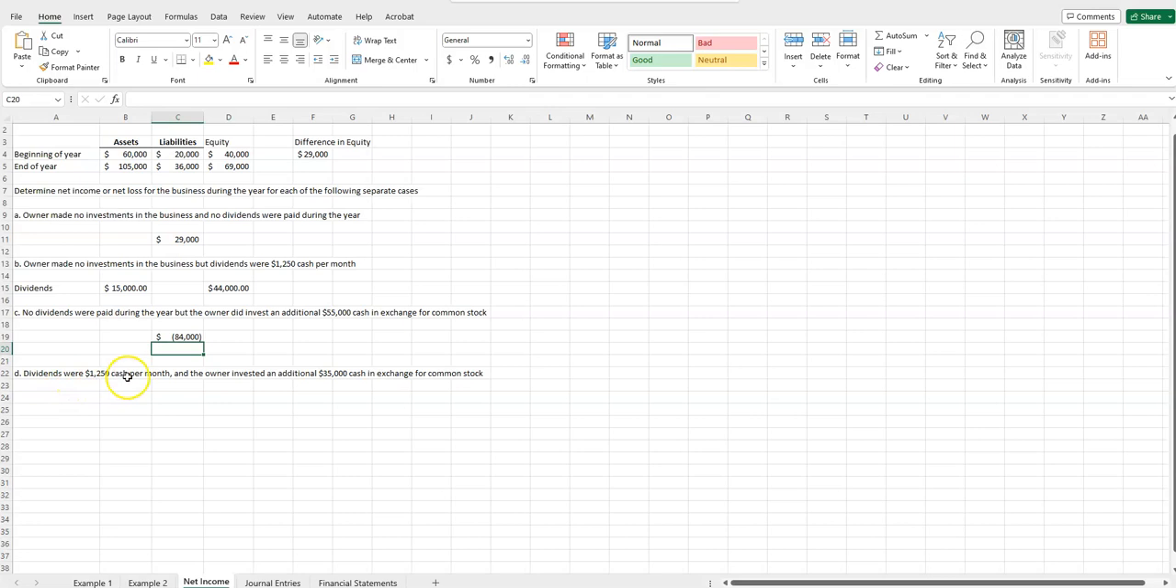So here we have dividends of $12,500 cash per month, and the owner invested an additional $35,000 cash in exchange for common stock. In this case, we have an additional $35,000 in stock, and we have that $15,000 in dividends. So we're going to add the dividends back, plus the dividends like we did, but then we're going to subtract that $35,000 in common stock. So in this case, our net income was $9,000. Sometimes this can be easier by writing out what those changes were. Okay, so I'm going to continue the last two examples in another video.